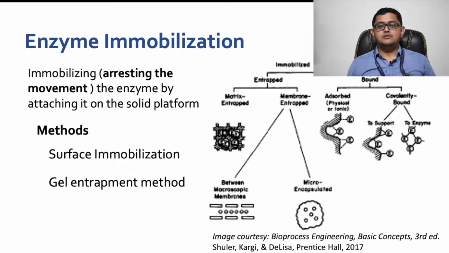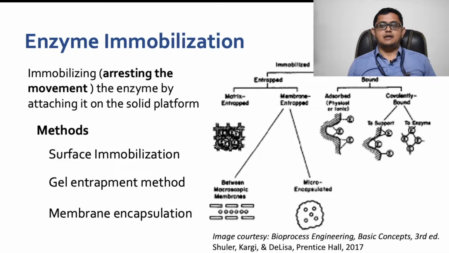Another one is called membrane encapsulation. Here the enzymes are sandwiched between two membranes. The advantage of using the membrane entrapment or encapsulation method is that the membrane has a semi-permeable property, so it allows only the substrate to access the enzymes, whereas other particles are filtered out. That is the advantage of using the membrane entrapment method.